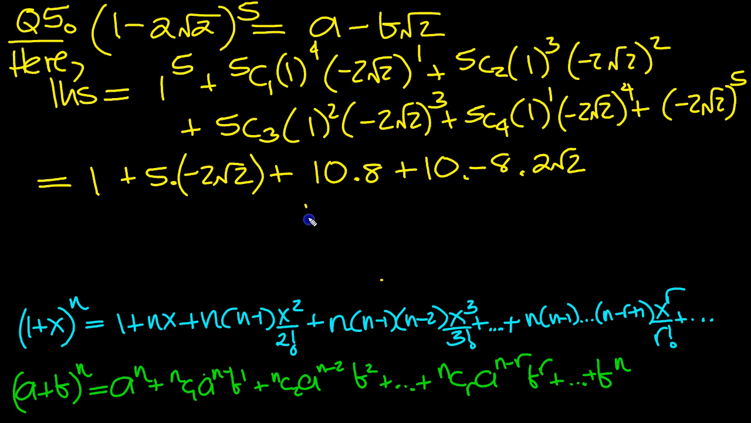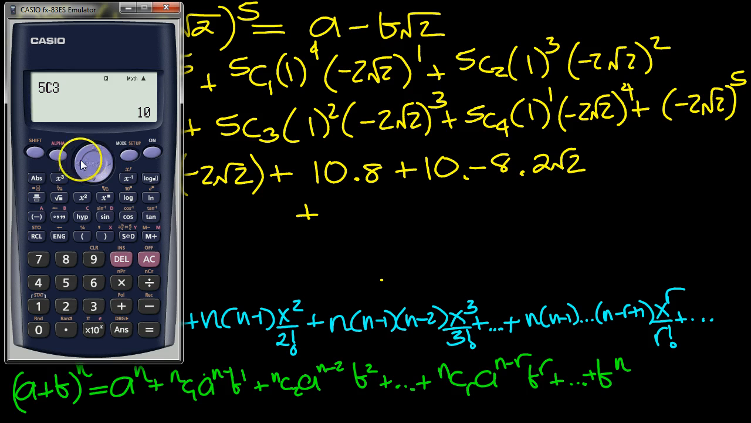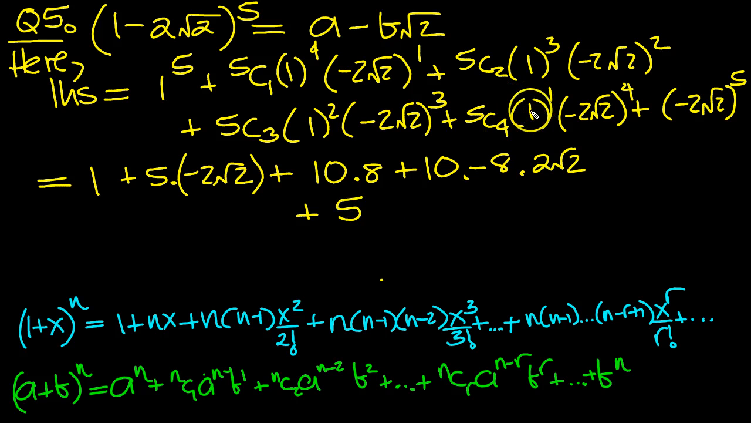Then we've got 5C4. Let's just get that then. 5. And then 1 is okay. (-2√2) to the power 4. Well, 2 to the 4, it's going to be a plus, because a minus to the 4 is a plus. 2 to the 4 is 16. And then √2 to the power 4 is the same as 2 squared, isn't it? Which is 4. And then the last one, it's going to be a minus, because it's minus to the power 5. 2 to the 5 is 32.